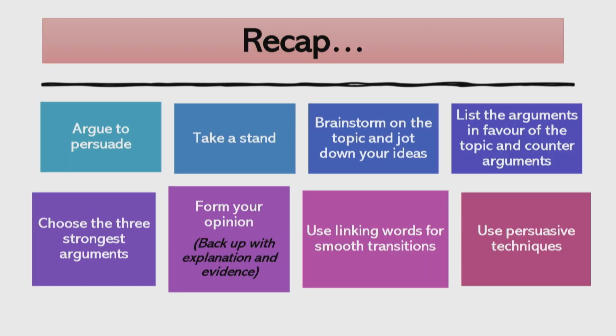Let us have a recap of the lesson on how to form an opinion. First of all, understand the topic and what you have to write about. Remember that we argue to persuade. Next, take a stand. State whether you agree or disagree on the topic. Brainstorm on the topic and jot down your ideas. List the arguments in favor of the topic and counter-arguments. Then choose the three strongest arguments. Once you have your 3 points, you can form your opinion.